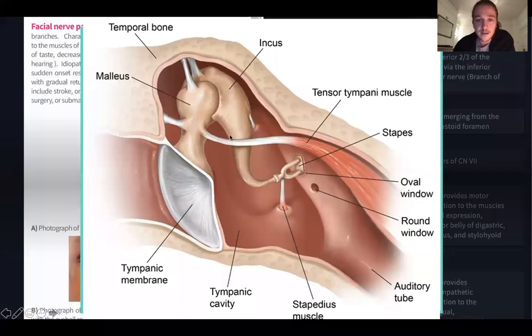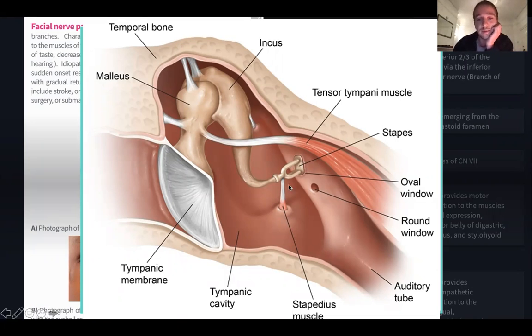One is the tensor tympani muscle, which is here, which is controlled by a branch of the trigeminal nerve. What it does is it contracts here and pulls the tympanic membrane medially. And it means that it stops the heavy vibration when you hear a really loud sound. It sort of weakens that, it dampens that change.